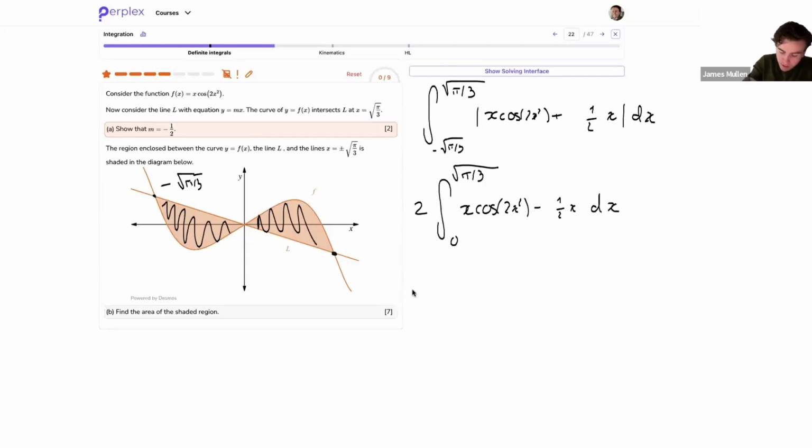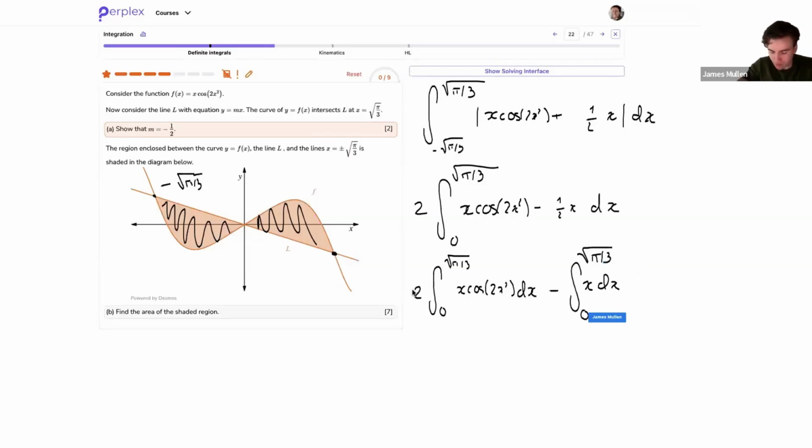First I'm going to separate this into two integrals again. I'm going to say I have twice the integral from 0 up to root pi over 3 of x cos of 2x squared dx, and then minus the integral of x dx from 0 up to root pi over 3. Now this integral is just going to be x squared over 2, so that one's easy. But the other one is going to be a little bit harder.